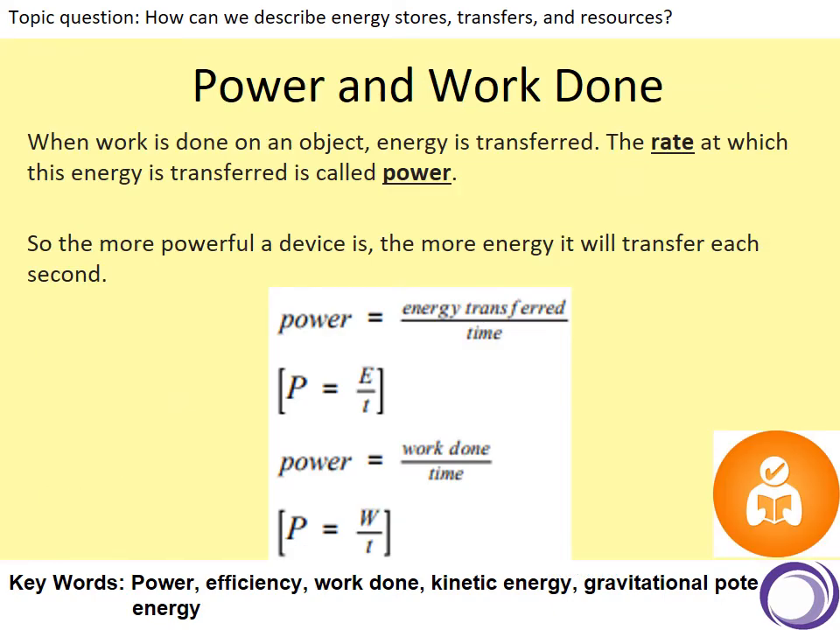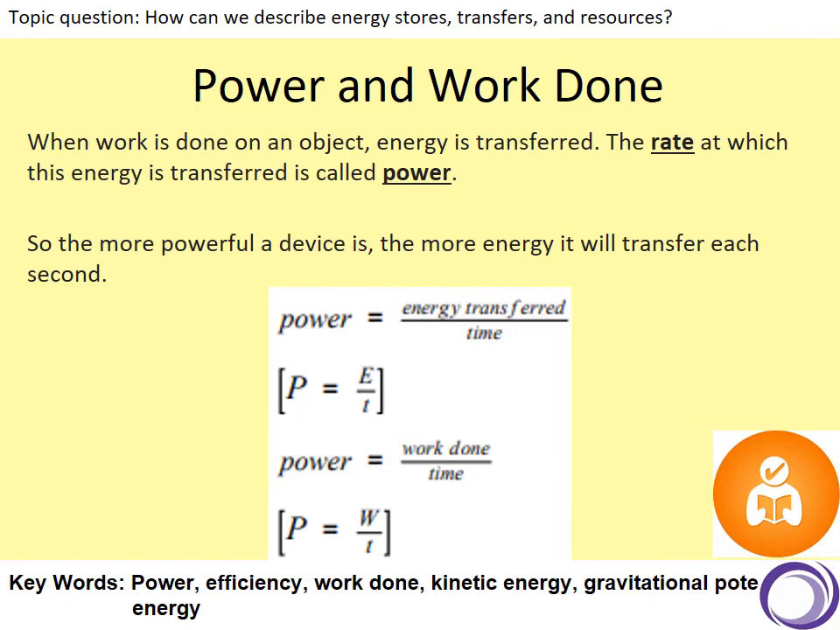So here we're going to look at power and work done. When work is done on an object, energy is transferred. So if you ever see work done, think about energy, but it's your energy transfer. So energy is being transferred from one type to another.